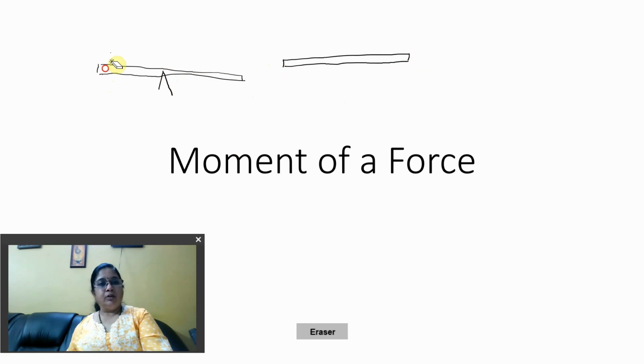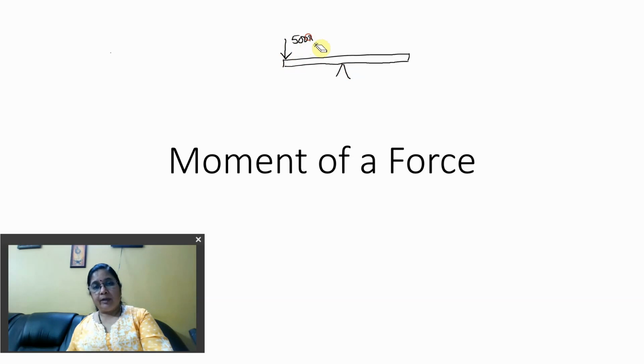So I have a seesaw which is placed about a pivot, right? Now there is a force, let us say of 500 newtons, that is being applied on the seesaw. It is acting downwards, it is acting this way. So this force is pushing the seesaw down.